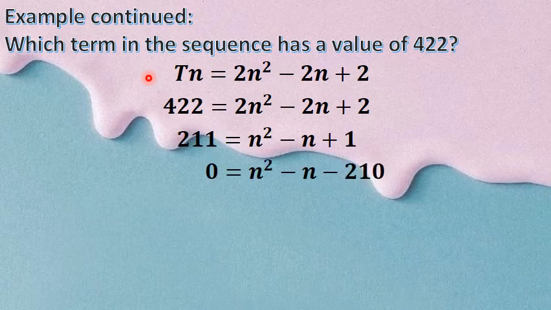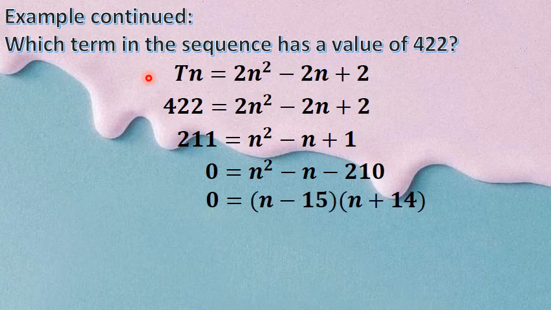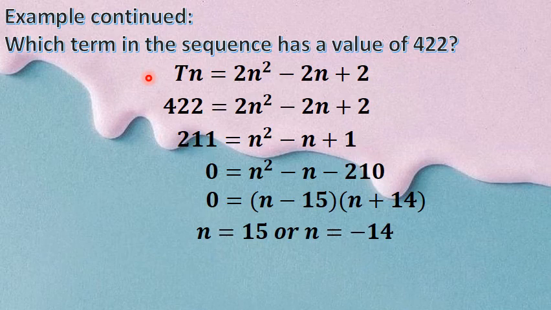I'm kicking my 211 over, and here you can factorize by whipping out your silver calculator and hitting that equation mode, or you can use your quadratic formula, minus b plus minus square root of b squared minus 4ac all over 2a, whatever. Or if you are incredibly impressive with your factorizing and can create those brackets yourself, good for you, as long as you boil down to n equals 15 or n equals negative 14.